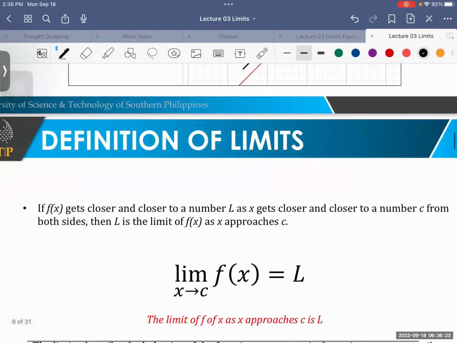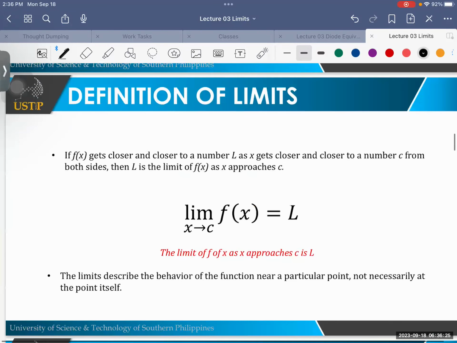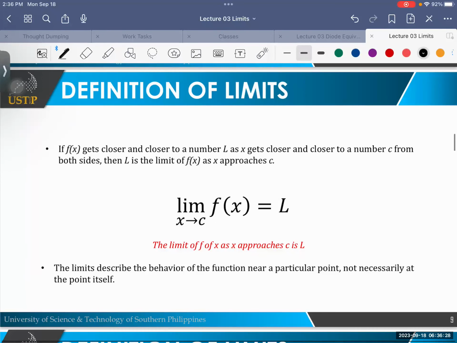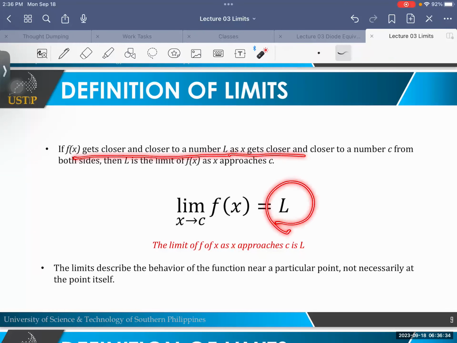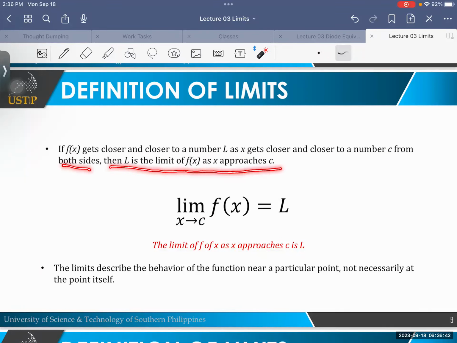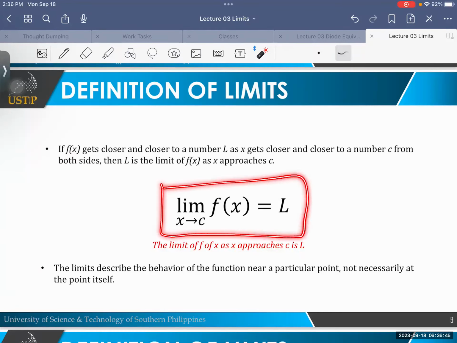Now, generally, this is our definition or notation sa limits class. If f of x gets closer and closer to a number L, no? As x gets closer and closer to a number C, from both sides, then L is the limit of f of x as x approaches C. So, yung ani ato ang notation. So, kung read ani again, the limit of f of x as x approaches C is L, a certain number L. Again, I'd like to emphasize that the limits describe the behavior of the function near a particular point, but not necessarily at the point itself.